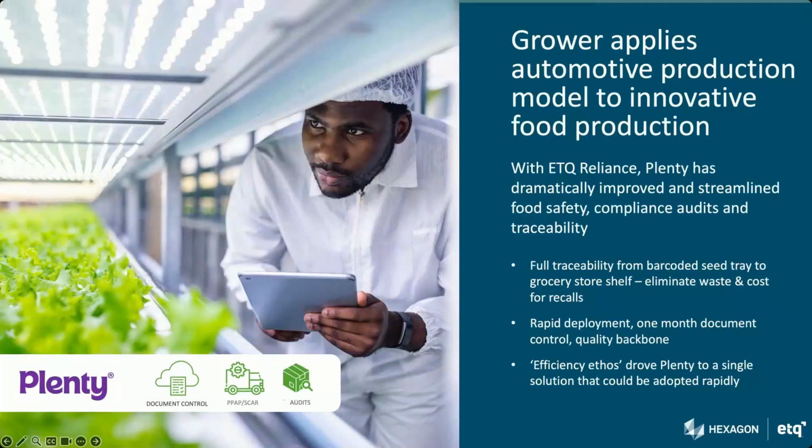As a result, they streamlined their compliance audits and supplier assessments using the automotive-style production model. They also achieved full traceability from barcoding their seed trays to grocery store shelves. They also enabled routine supplier audits and PPAP processes to ensure consistent quality, including reducing their audit prep time and improved reporting with a single scalable quality system.